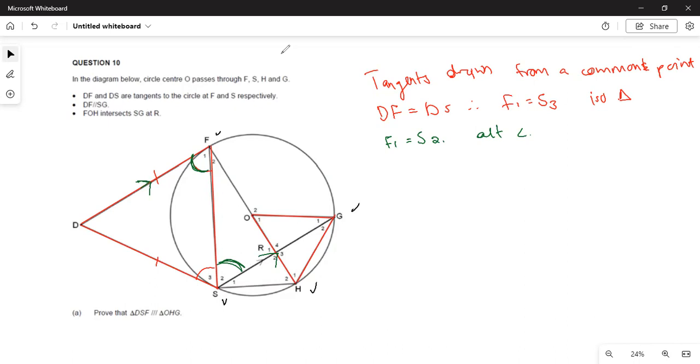If we look at our quad, let's see if we can draw out the quad to clearly see it. S to F, F to H, H to G, and G to S. We can see we form a quadrilateral, and we will see that S2 and H1 are going to be equal to each other, and the reason would be angles in the same segment.